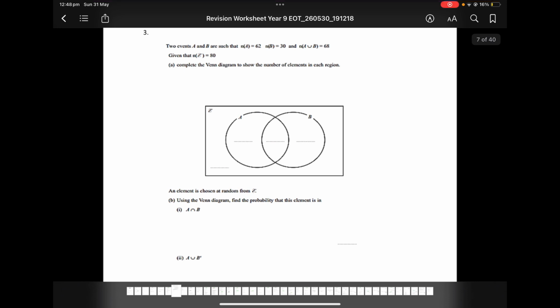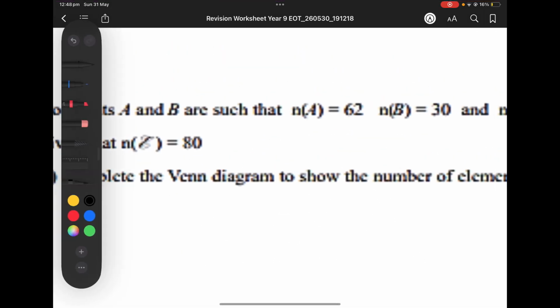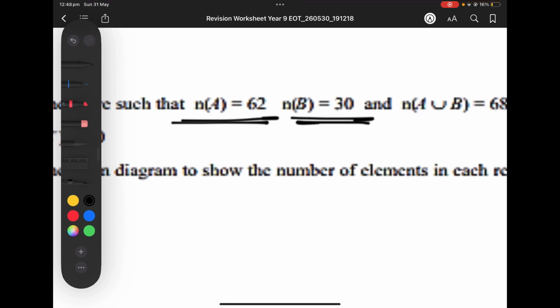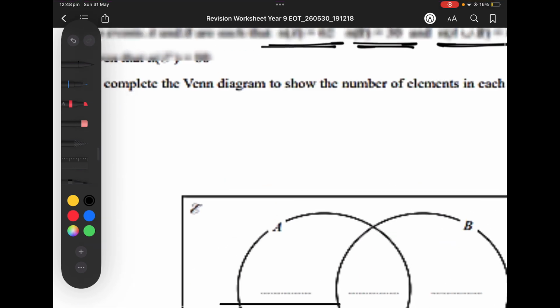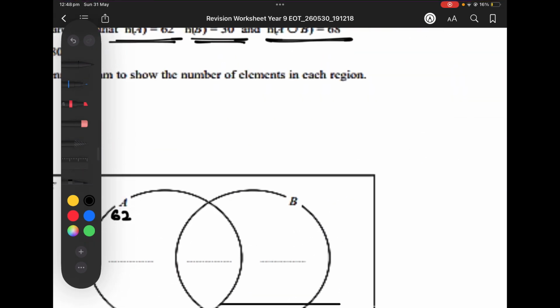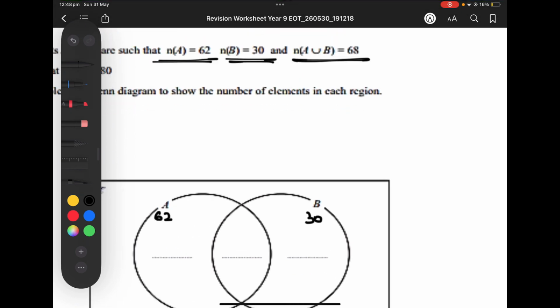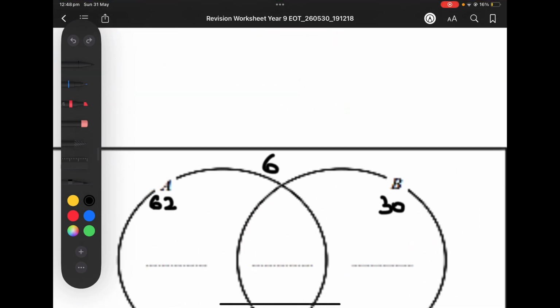Let's just write the terms as it is given. N means the number of terms in A, N of A. So 62 is the number of terms in A, 30 in B, A union B is 68. Individually for A, it is given as 62. Individually for B, it is given as 30. And A union B, the total of them, is 68.